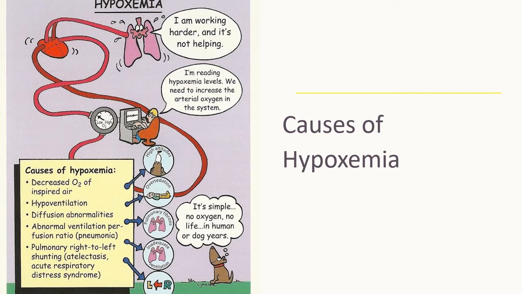I want to elaborate a little bit on a few of these conditions. Decreased oxygen of inspired air means that I don't have enough FiO2 in the air that I'm breathing. This can lead to hypoxemia. Hypoventilation is not taking a deep enough breath. Diffusion abnormalities can happen when there's a blood clot. Abnormal ventilation to perfusion ratio may happen in cases where the alveoli are full of fluids, such as pneumonia. Pulmonary right-to-left shunting happens in cases of atelectasis and acute respiratory distress syndrome.